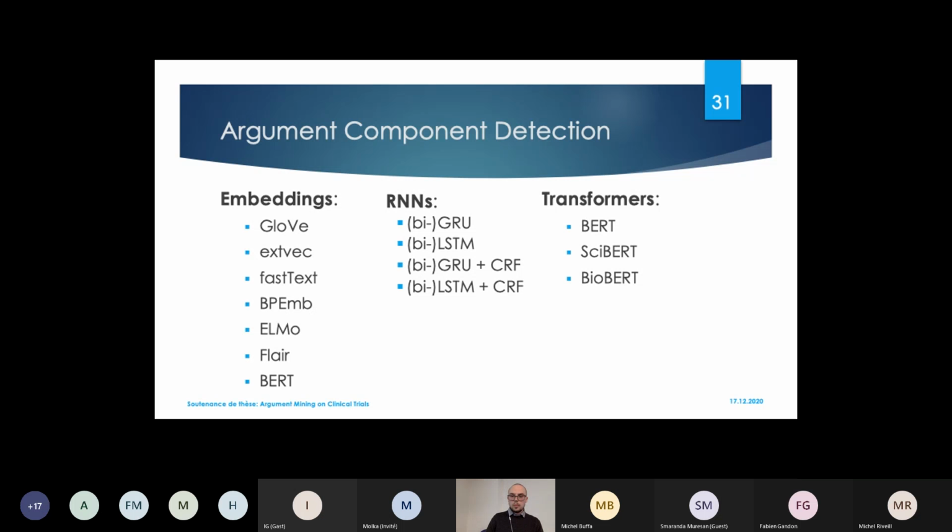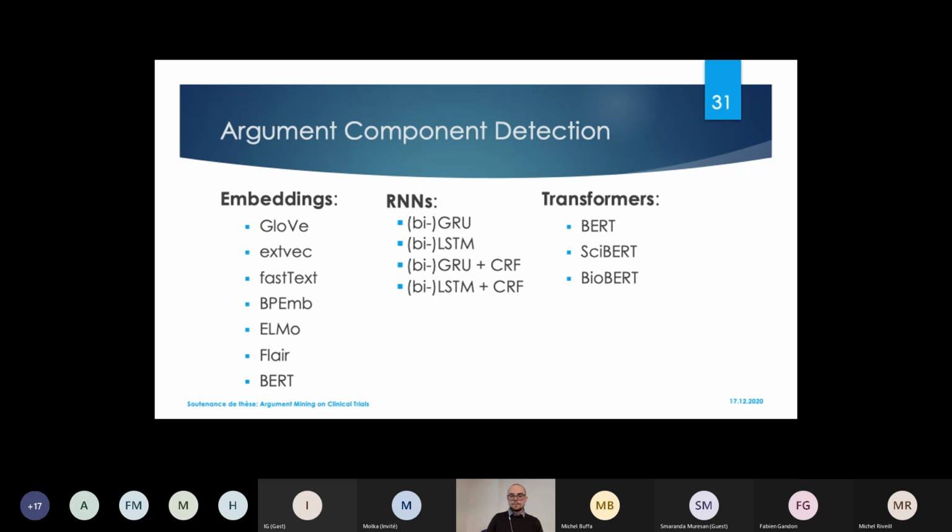Contrary to that, we have then ELMo, Flair, and BERT, which change the provided embedding depending on the context which is given. We also have ELMo and Flair, which were both trained on medical data to have specifically medical embeddings. And then for the neural architectures, we followed the literature using RNNs. So I tested GRUs, LSTMs, and the bidirectional version of them, and also in combination with the conditional random field, which is used for structured prediction because we want to have well-formed BIO sequences in the output. And for the transformers, I used the BERT base version, and then versions pre-trained on scientific data and biomedical data.